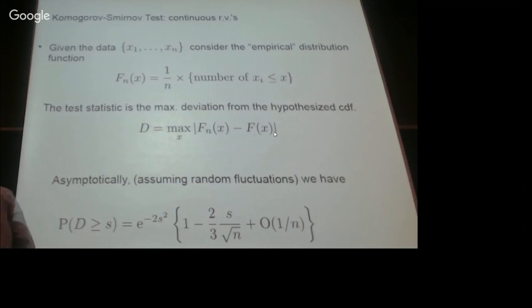Well, for x smaller than x1, it would be 0, right? There are no data smaller than the smallest one here. But then when I got to x1, it would go up to 1 over n, and then it would stay at 1 over n until I got to x2, in which case it would jump to 2 over n, and so on and so forth.